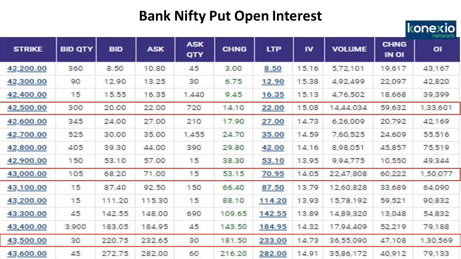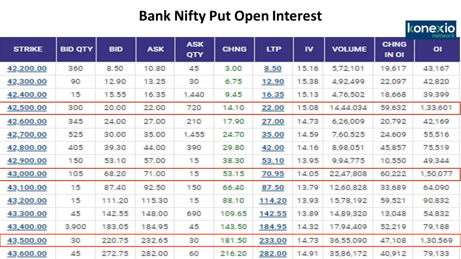You will see on the screen in Bank Nifty puts, the action was seen in 43,500 puts, then 43,000 puts, and 42,500 puts. Here you can see the option premiums are positive. That means the smart money might have bought out of the money puts. Implied volatility is also in a higher zone or danger zone. It is between 14.73 to 15.08. There has been a rise in the volumes, rise in the open interest.